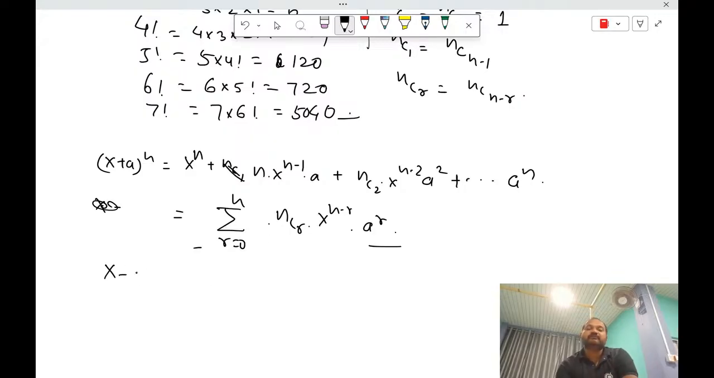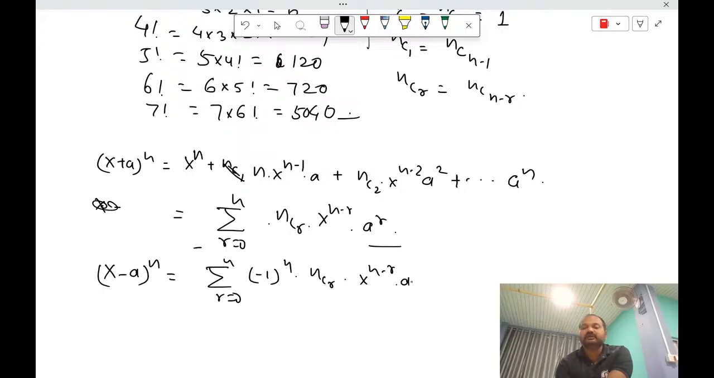Now, if you have to find (x minus a) to the power n, it can be written as follows. Wherever the a term has a negative sign with an odd power, its value will be negative. If the power is odd, the term will be negative, and if the power is even, the term will be positive. So we can write it in summation form as sigma r equals 0 to n, (minus 1) to the power r, nCr, x to the power n minus r, a to the power r.